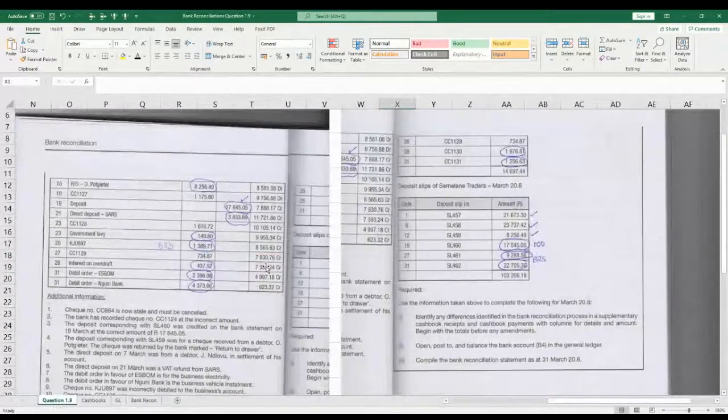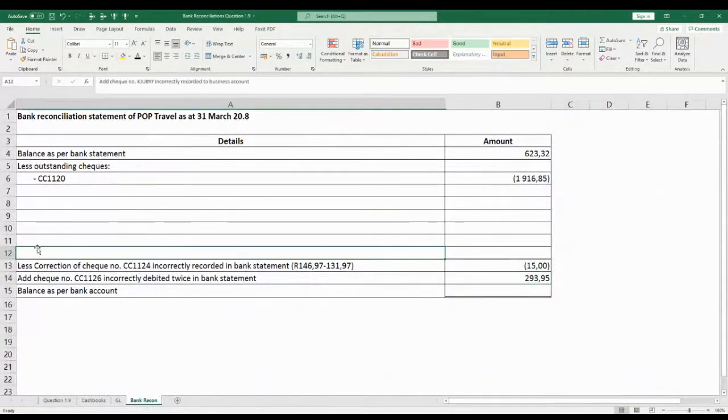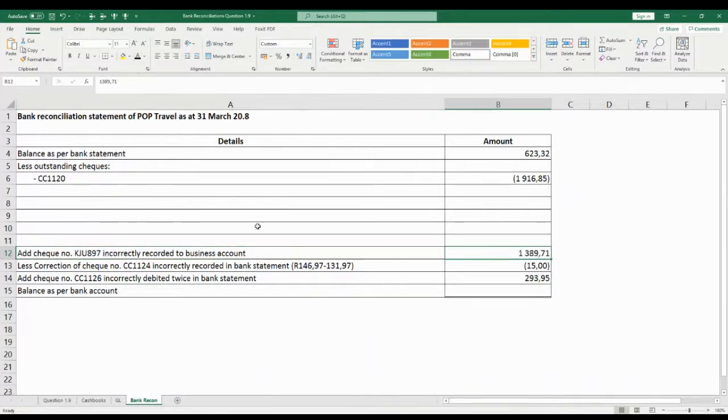Now let's quickly see what other information we have. So we've got the government levies. Then you see there's this weird check number. Now we know that check number is not ours. So we would then put that onto the bank reconciliation as an error that needs to be corrected. Now because they've deducted it from our bank account, we would add it back.